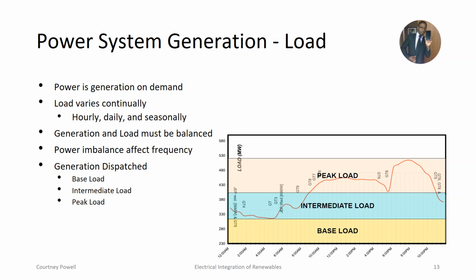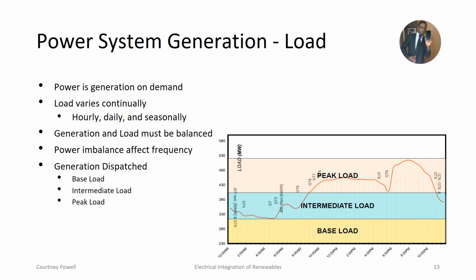Power system generation and load balancing. Basically, power is generated on demand, so it's only generated when required and as required. The load and the activities of the users obviously vary continually. This varies hour by hour, day by day, and season by season. Right? Generation and load must be maintained in balance, and any imbalance affects the frequency of the system.